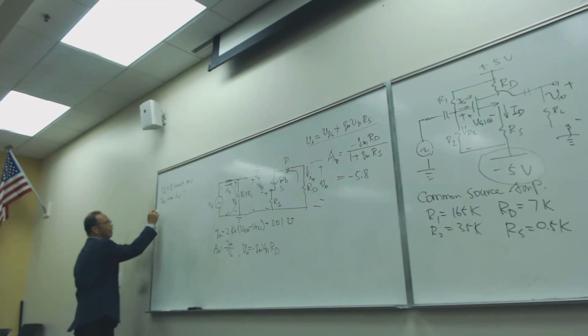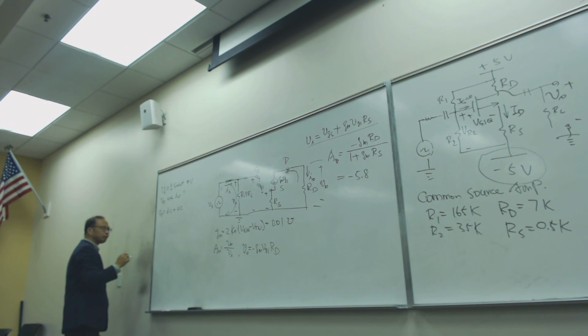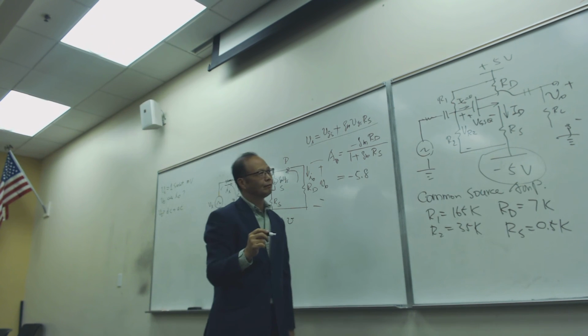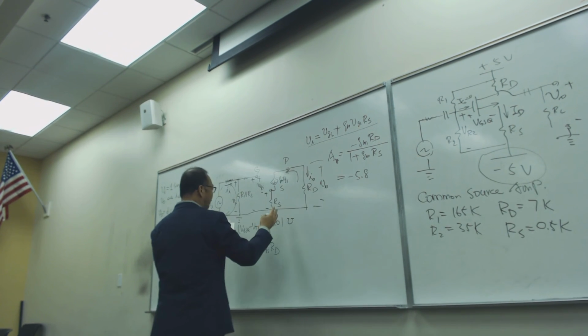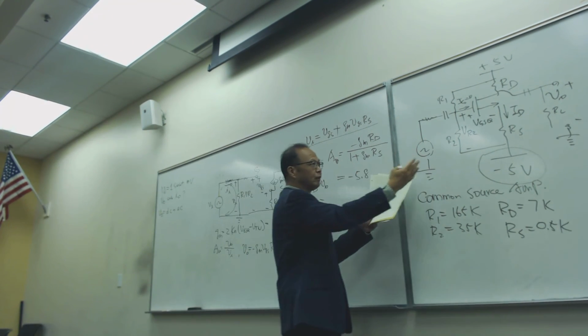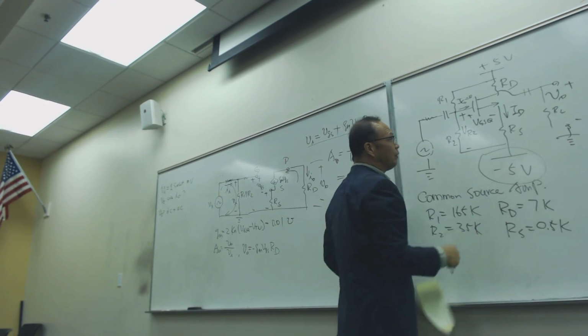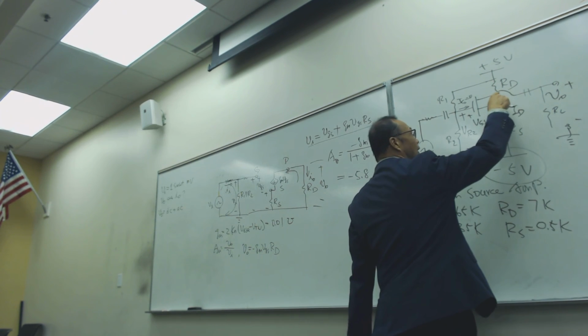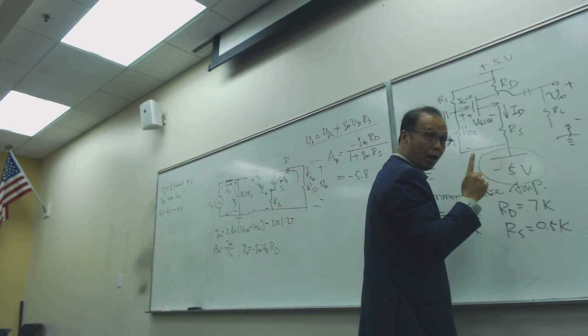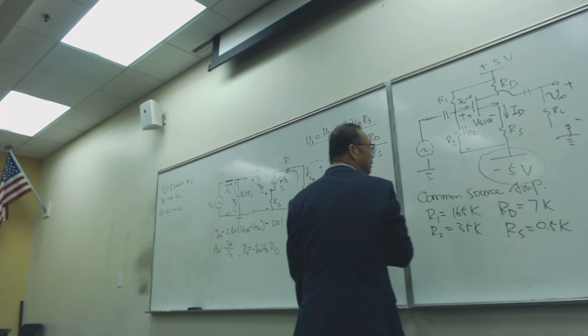Well, you should know that V sub O has two components, right? DC plus AC, correct? What is the DC? Now, for DC, you cannot come here and take a look at here, okay? For DC, you have to come here. So what is the voltage of here, to the ground? Okay? What is it?